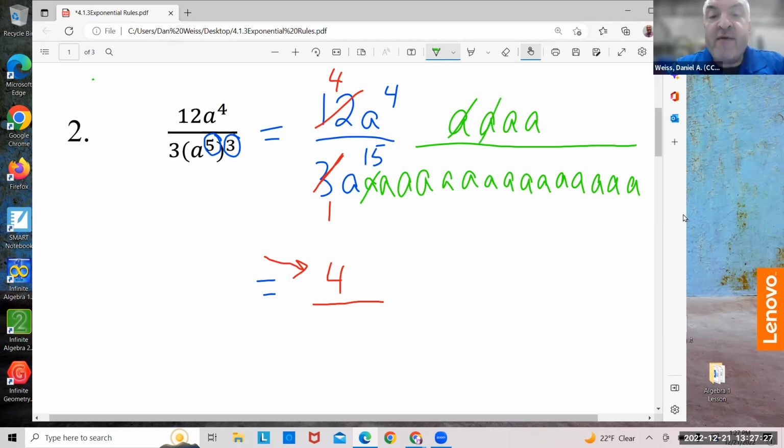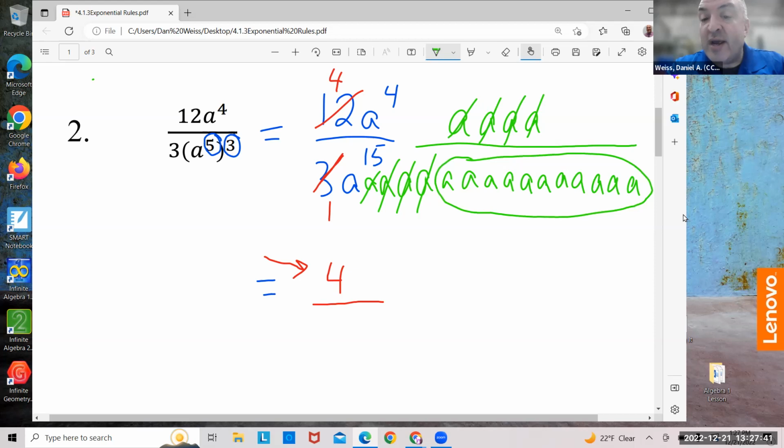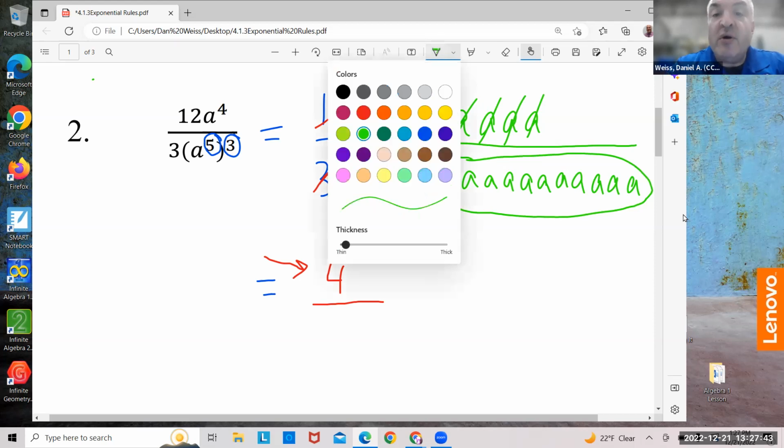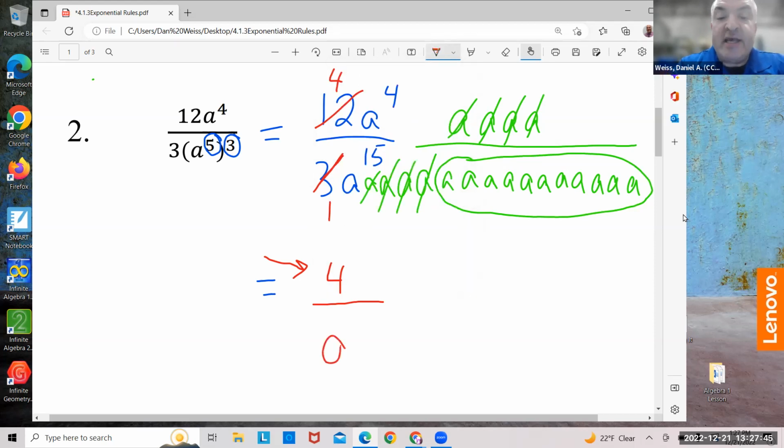1, 2, 3, 4. What are we left with? We're left with a to the 11th, 11 of them on the bottom, right? So I've got a to the 11th on the bottom.